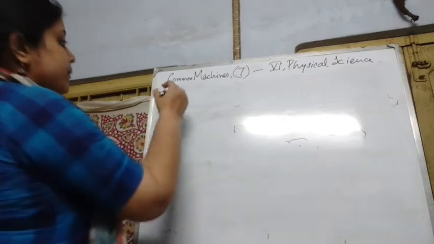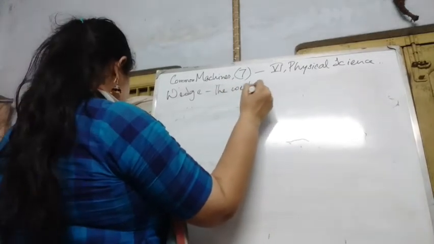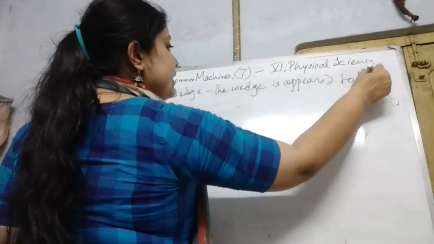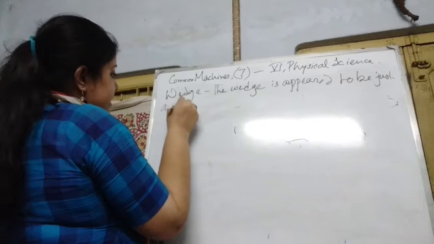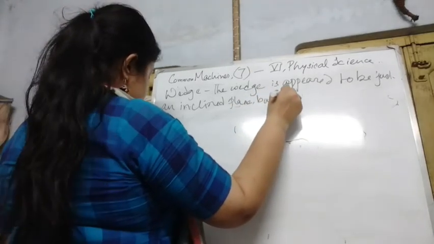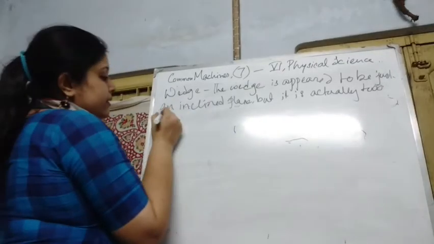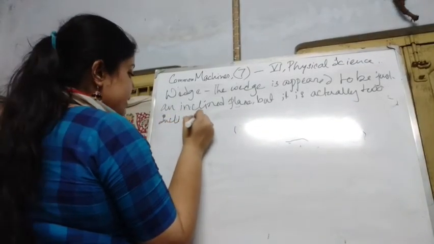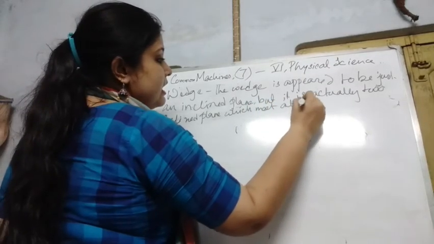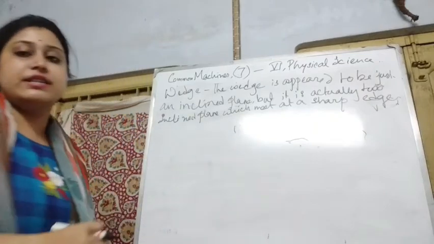So what is the wedge? The wedge appears to be just an inclined plane, but it is actually two inclined planes which meet at a sharp edge. So this is the definition of the wedge.